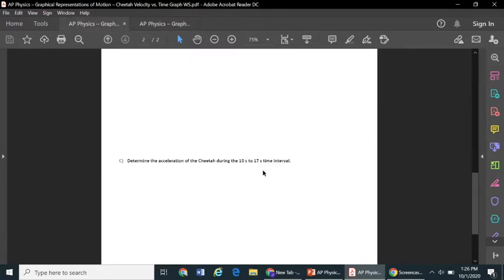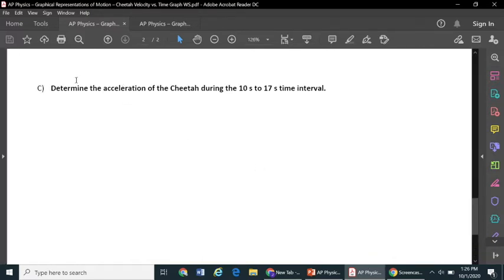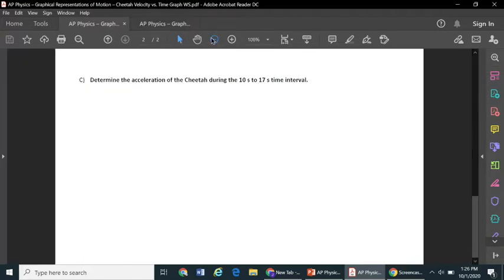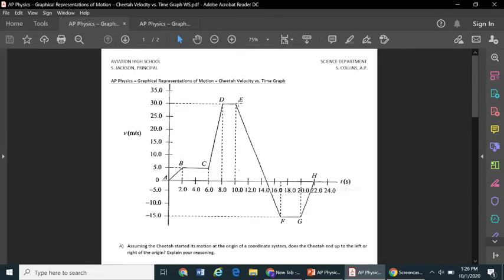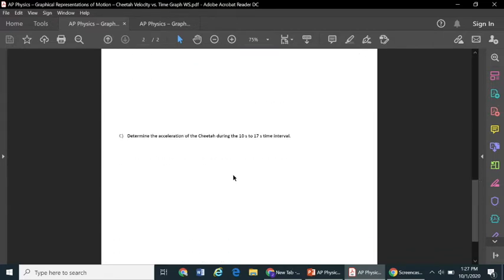Okay, then moving on to the last part here. Part C says, determine the acceleration of the cheetah during the 10-second to 17-second time interval. So determine the acceleration of the cheetah, basically here from E to F. Now, I want to be clear. Whenever it is a graphing problem, and I am asking you to find something from that graph, I want you to use graphing techniques to find it. So take a second to pause this video, go ahead and calculate that acceleration, and when you hit play, we'll go over it.